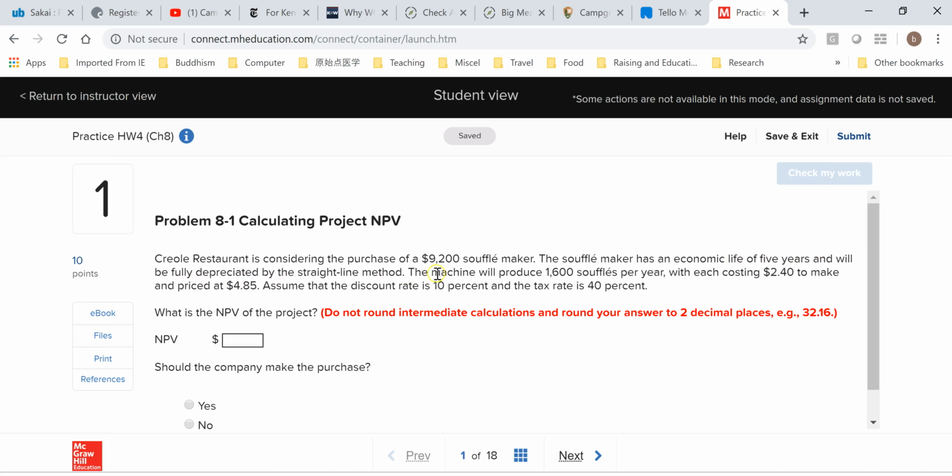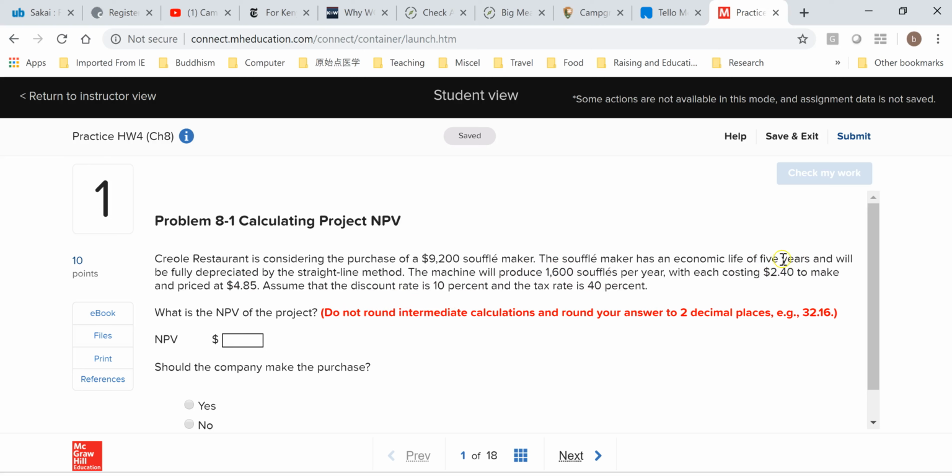The machine will produce 1,600 souffles per year, with each costing $2.40 to make and priced at $4.85. So from this sentence, we can calculate the revenue per year and the cost per year. It's simply the number of products times the price, that's the revenue, and the number of products times the cost, that's the cost.